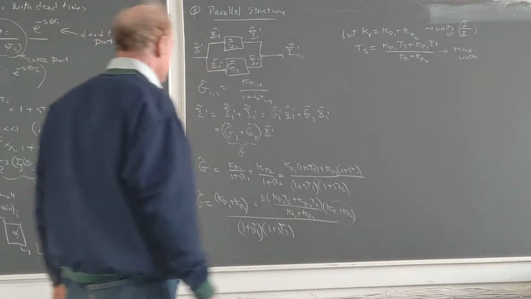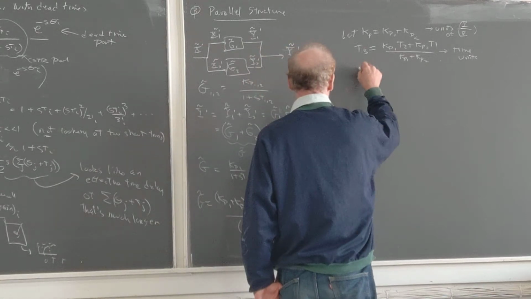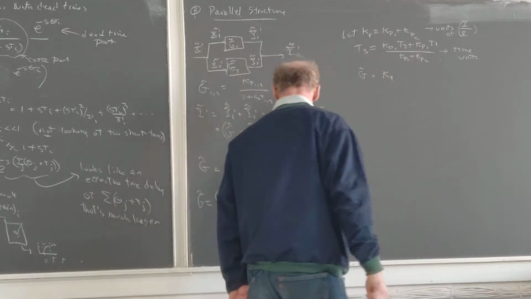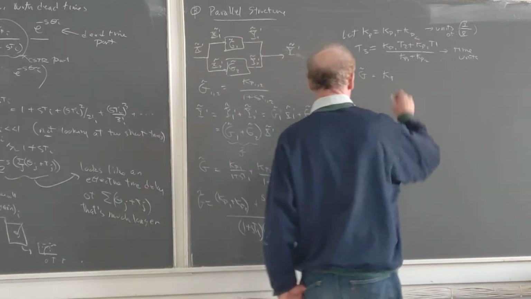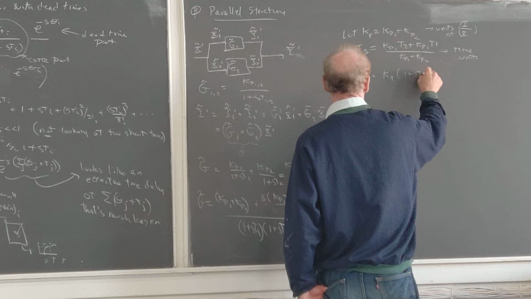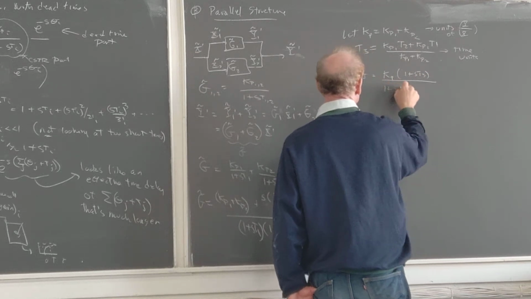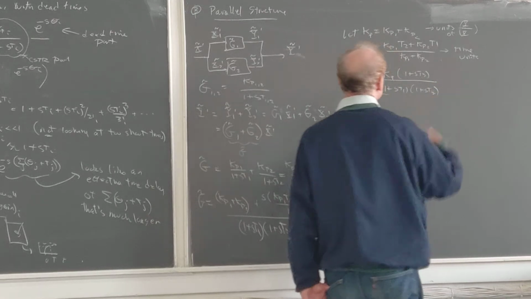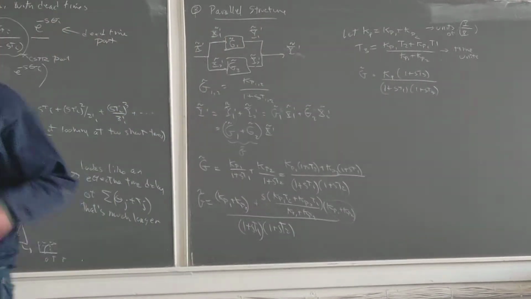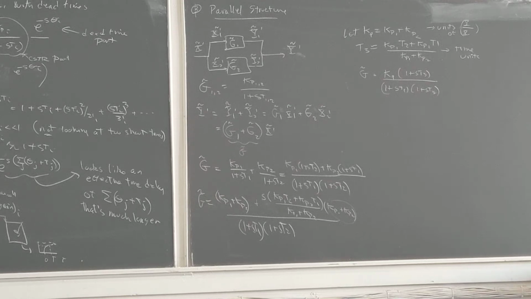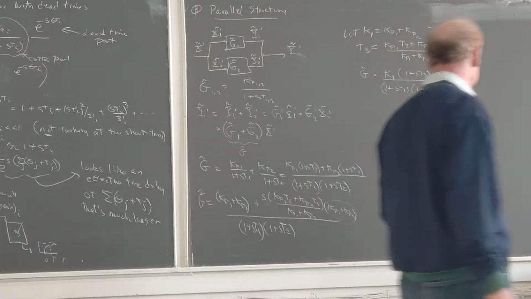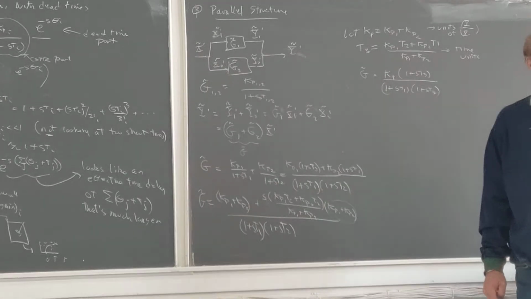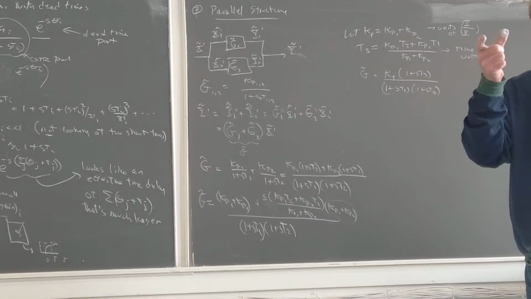So therefore, this thing, g tilde, now becomes Kp times (1 plus s t3) over (1 plus s t1)(1 plus s t2). And let's notice something. The steady-state gain can be positive or negative.